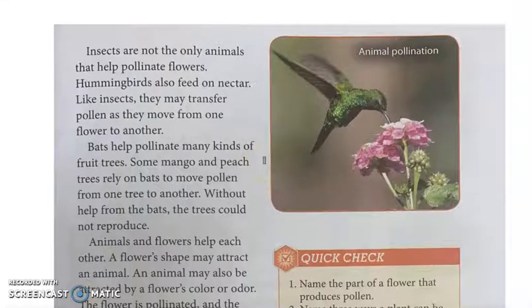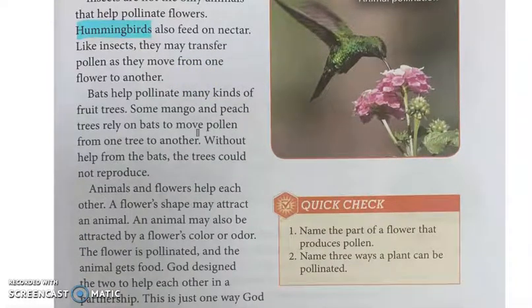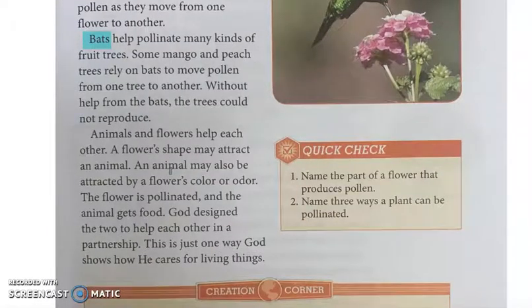Insects are not the only animals that help pollinate flowers. Hummingbirds also feed on nectar. Like insects, they may transfer pollen as they move from one flower to another. Bats help pollinate many kinds of fruit trees. Some mango and peach trees rely on bats to move pollen from one tree to another. Without help from the bats, the trees could not reproduce.